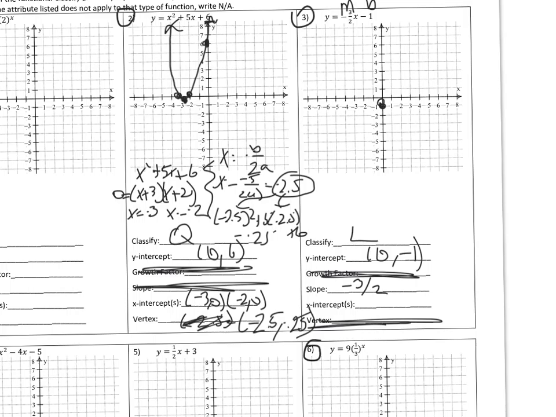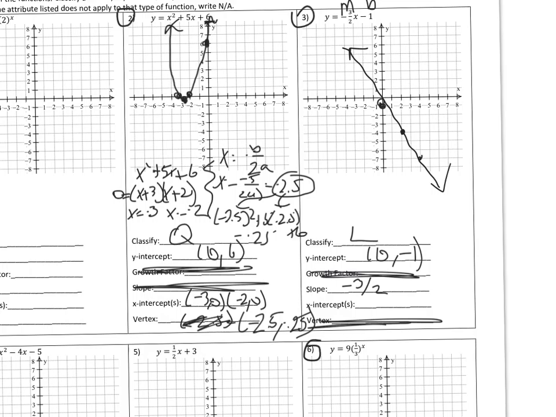Down 3 to the right 2 gives me this coordinate. And down 3 to the right 2 gives me this coordinate. And now we can graph this line. Right? Think linear, so it's got to be a line. But I still can't clearly see where is my x-intercept.